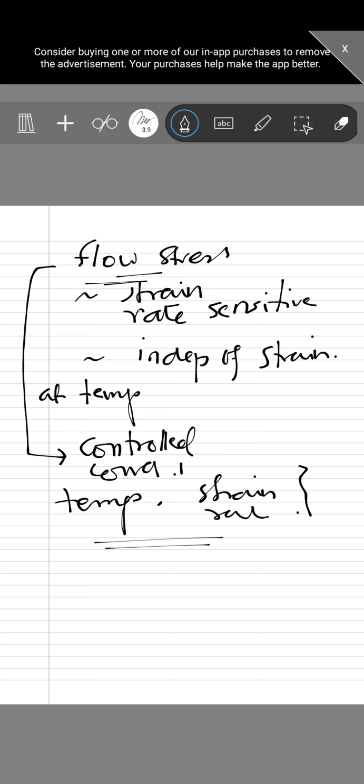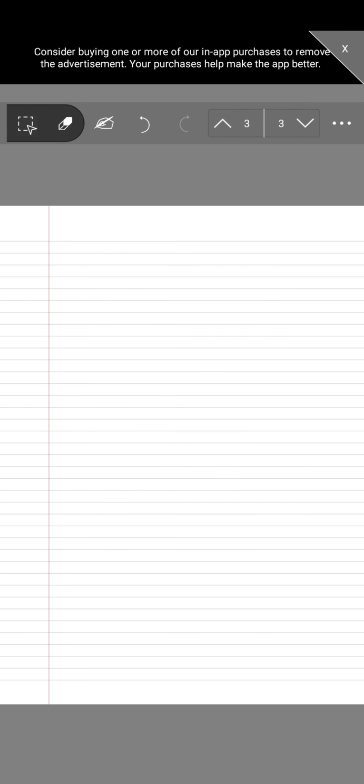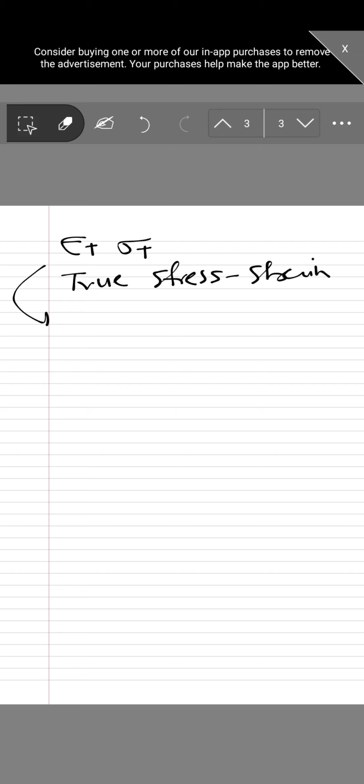Now, the true stress, true strain curve, that means epsilon T, sigma T. This is the true stress strain plot. They are different from engineering stress and strain, because in the case of true stress we are considering the reduction in cross section. We are considering this fact.